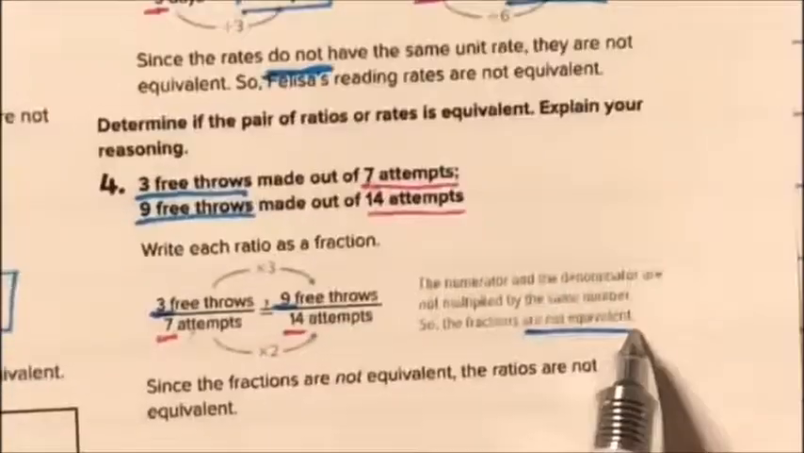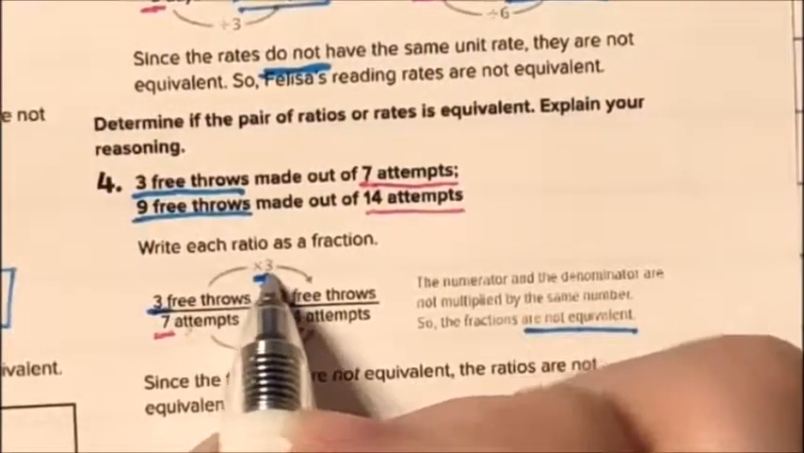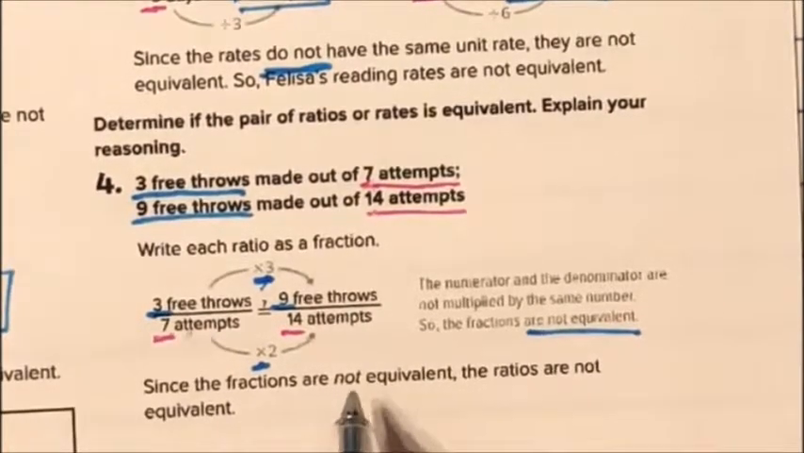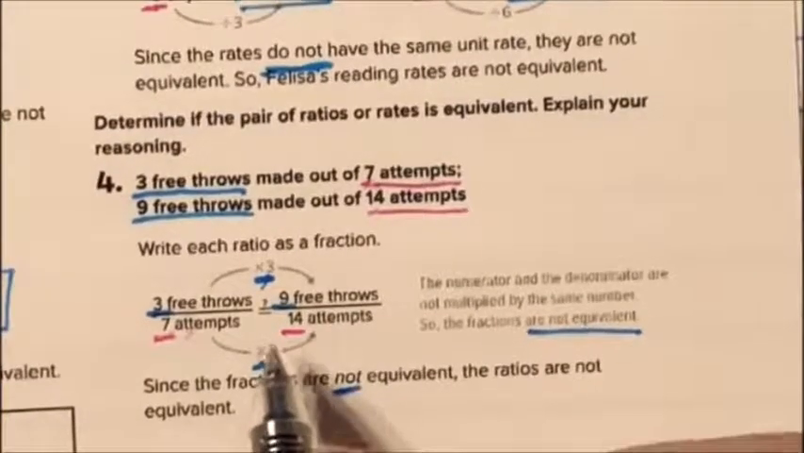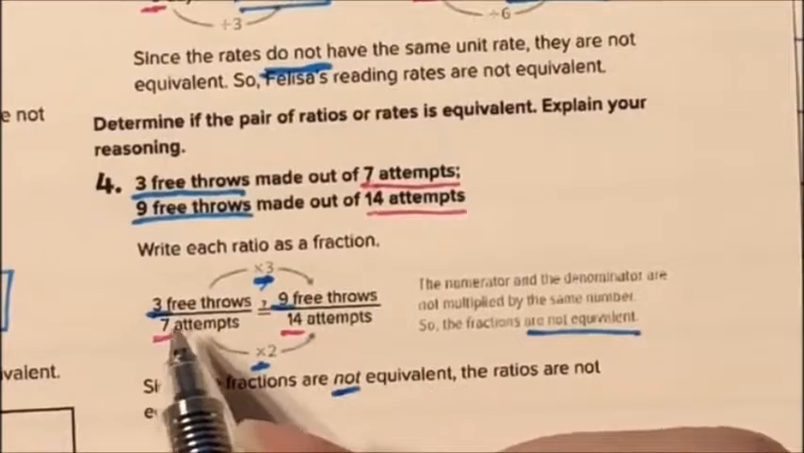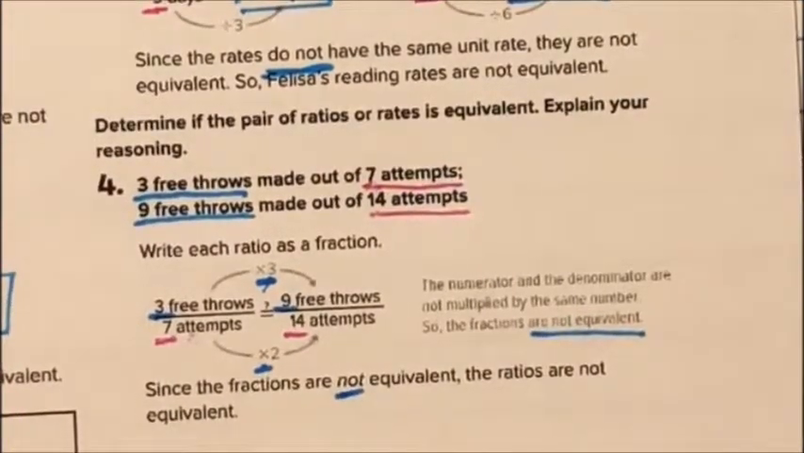They are not equivalent because I multiplied by a 2 and then I multiplied by a 3, okay? So since the fractions are not equivalent, the ratios are not equivalent. Okay, so not equivalent, all right? I have to multiply by the same thing. Now this would have been 9 out of 21. 7 times 3 would have given me 21. Then they would have been equivalent.